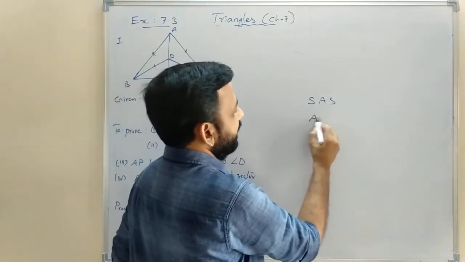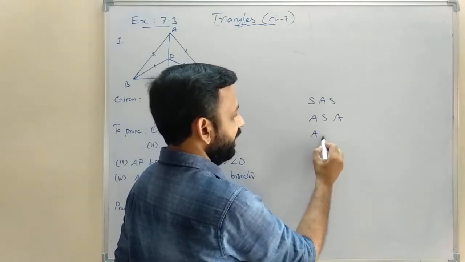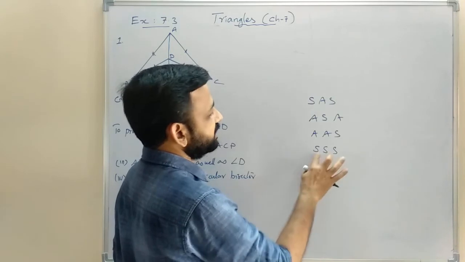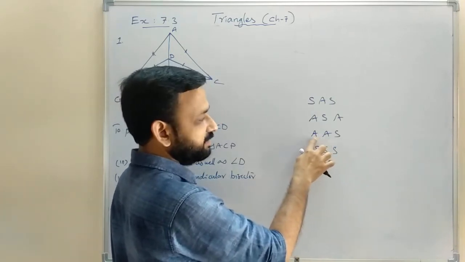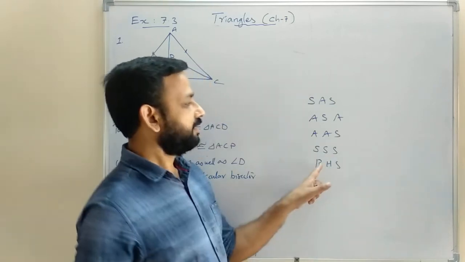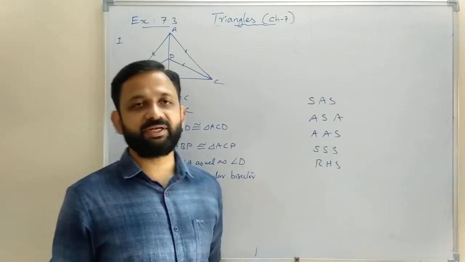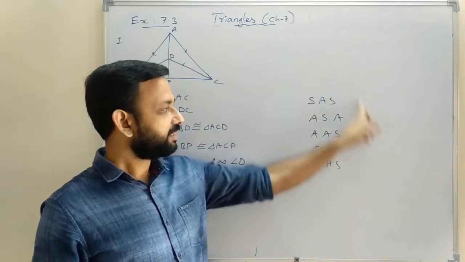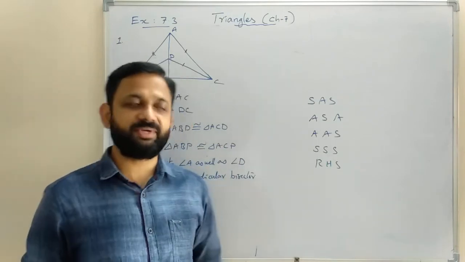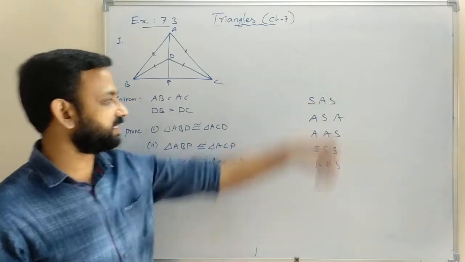Then we learned the ASA theorem, angle side angle. Then the AAS theorem, angle angle side, we studied. Then the SSS theorem, side side side. Then the RHS theorem, right angle hypotenuse side. So by using these theorems, we can easily prove whether the given pair of triangles are congruent or not congruent.